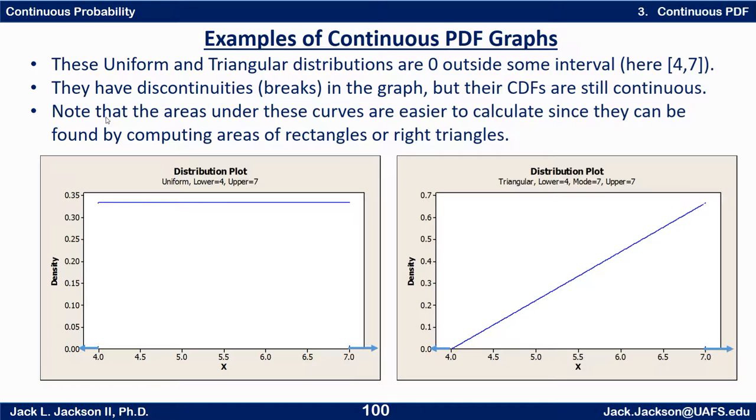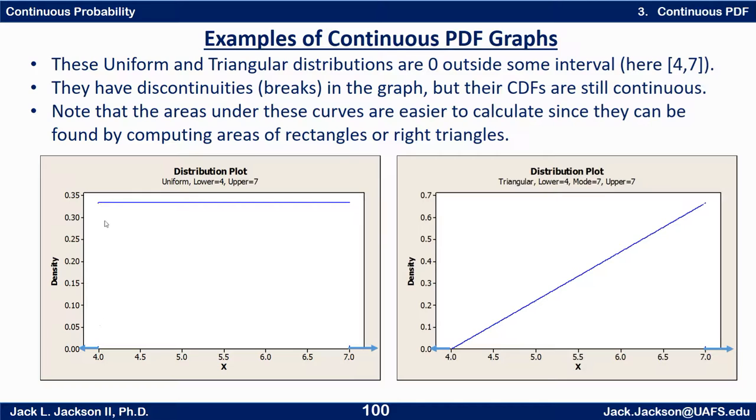Now, even though the CDFs always have to be continuous functions, that is one connected piece, that's not necessarily the case for a PDF. For example, here is what we call a uniform distribution, which is just a horizontal line segment on the interesting part, and 0 outside of that interval. So in this case, from 4 to 7, the PDF is given by this little horizontal line. Outside of that, that is to the left of 4 or to the right of 7, the probability is 0.